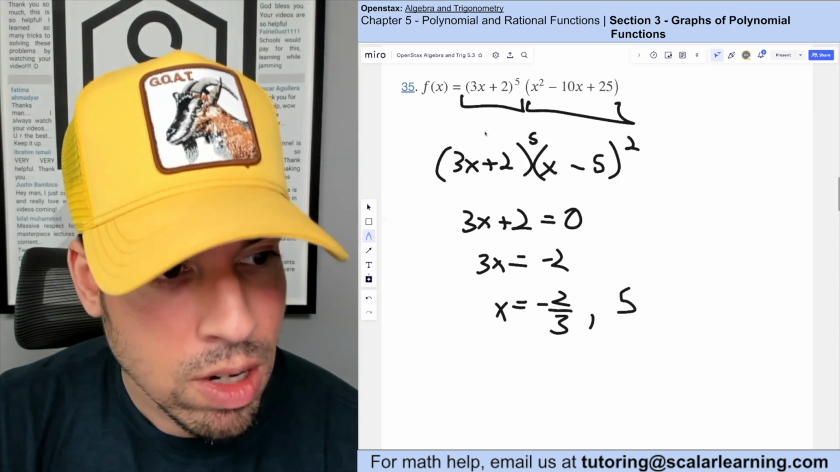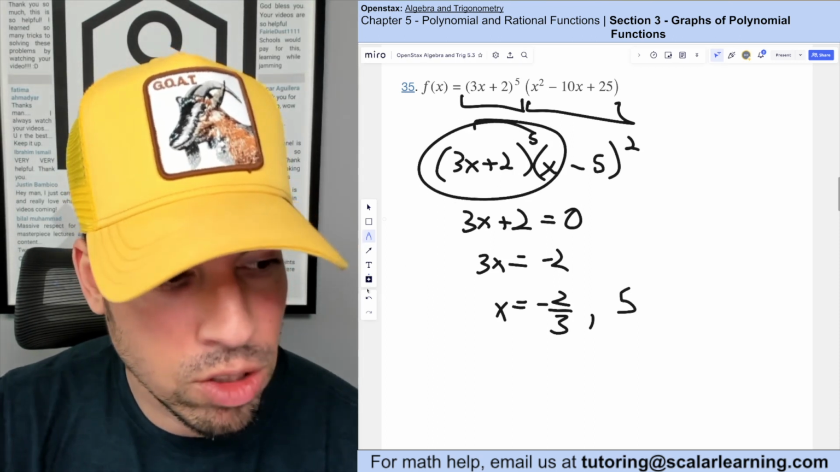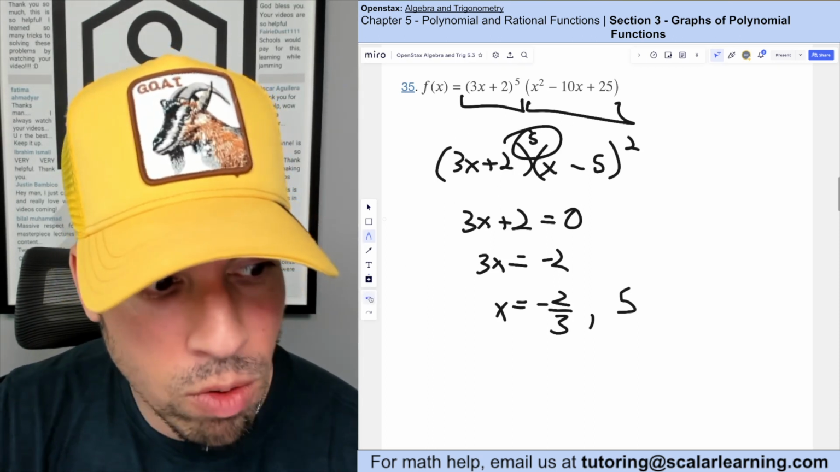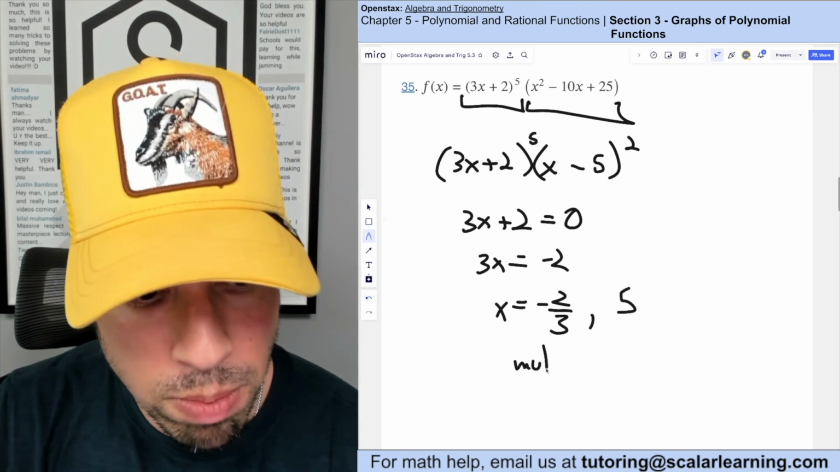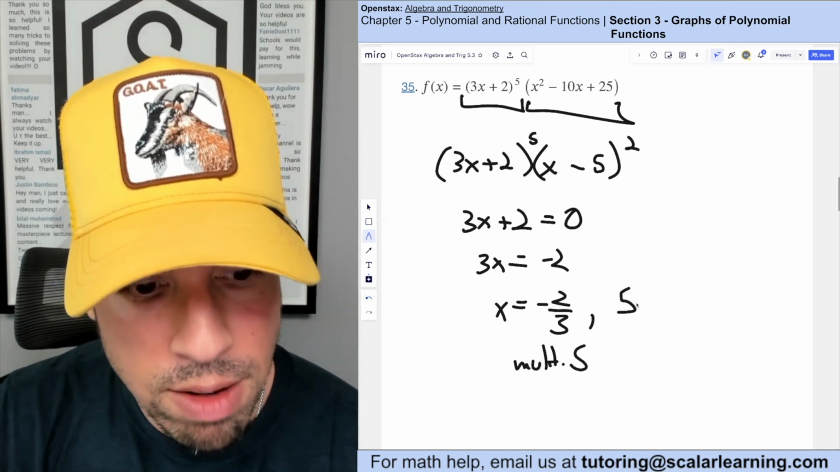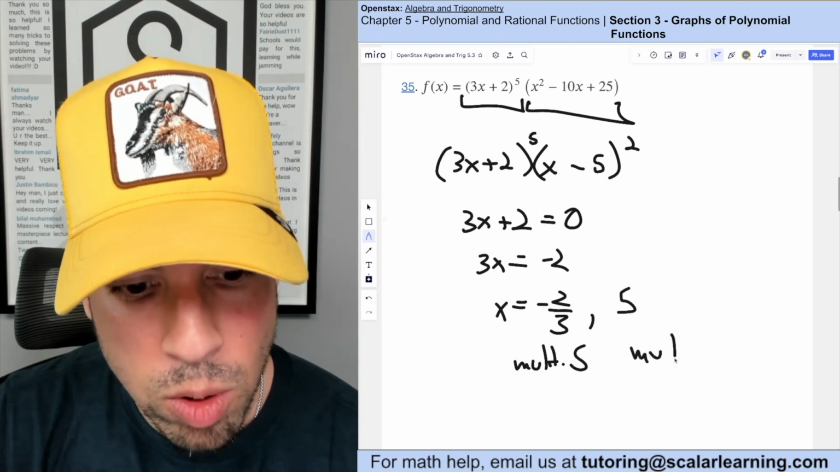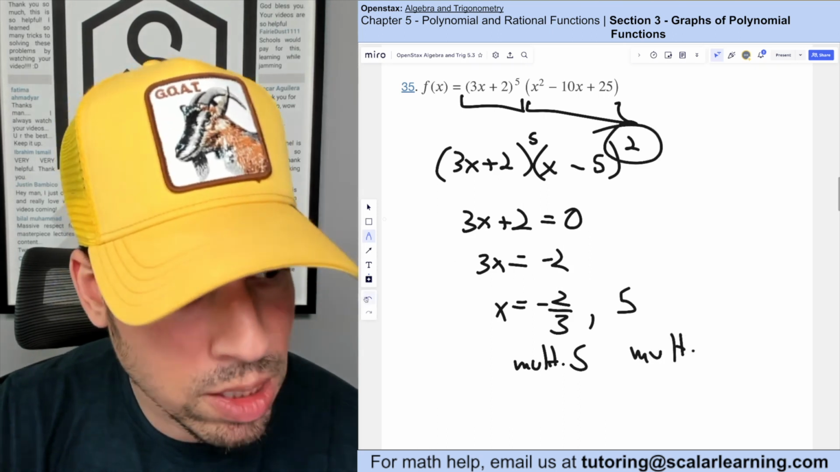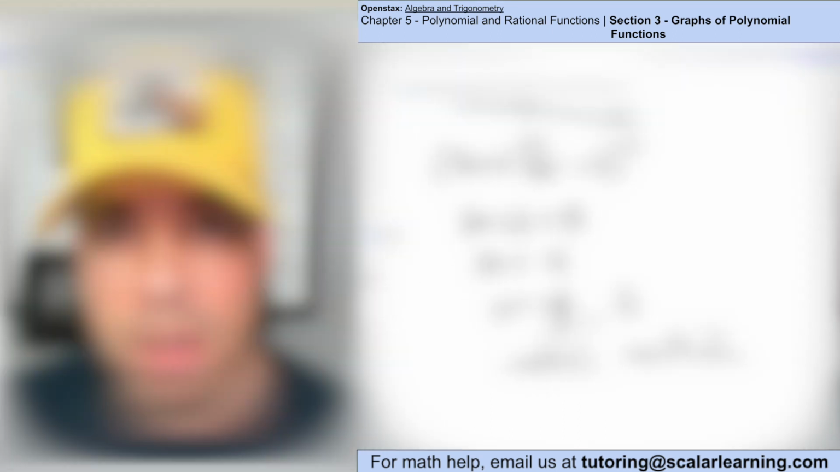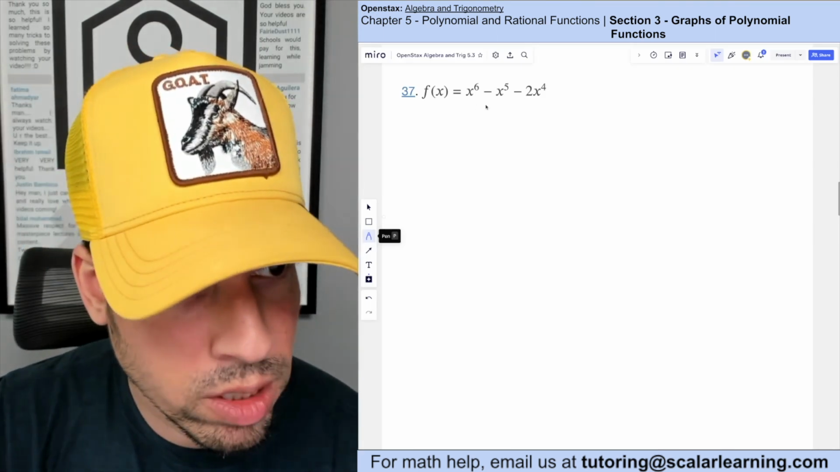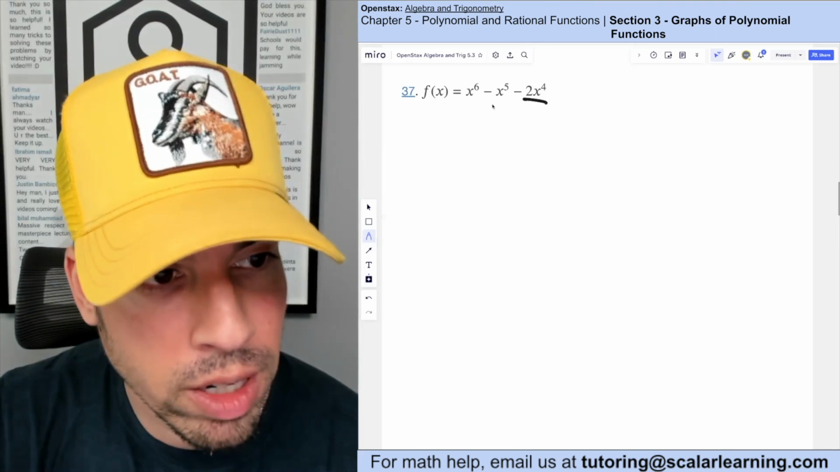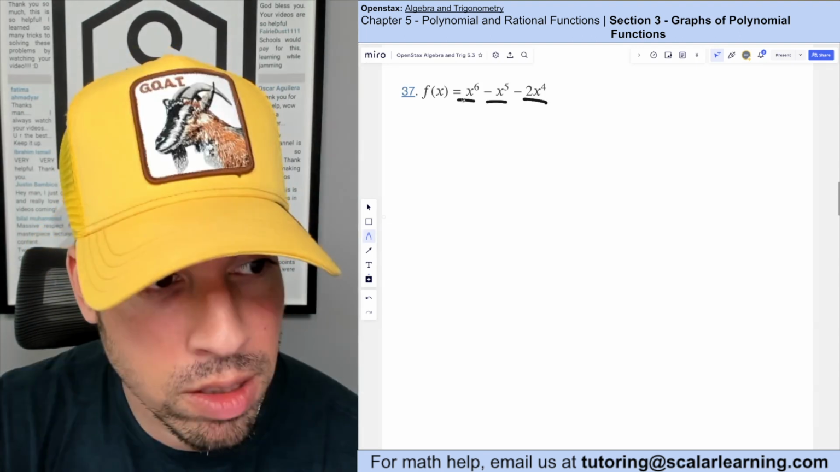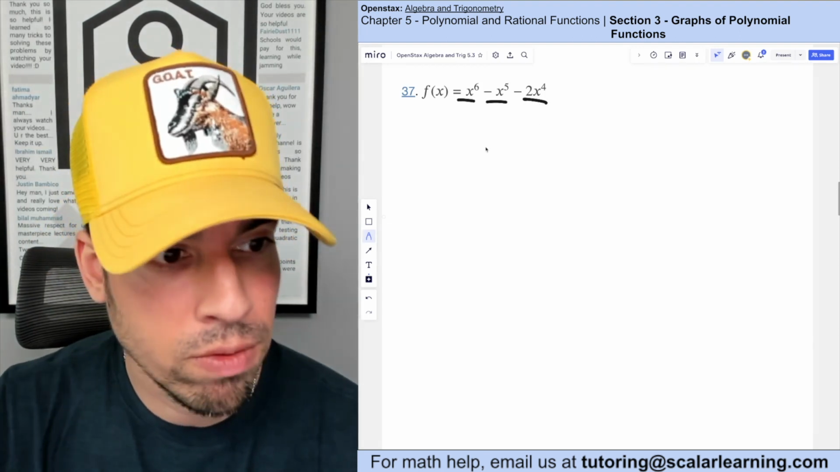Now the multiplicities. So since this one that gives a zero of negative 2/3 is to the 5th power, we have negative 2/3 with a multiplicity of 5, and then 5 with a multiplicity of 2 because of that exponent. Boom, done. For this one, we're going to start by factoring once again and looking for a GCF, which there is, of x to the 4th, because all of these can be divided by x to the 4th. So let's pull that out.